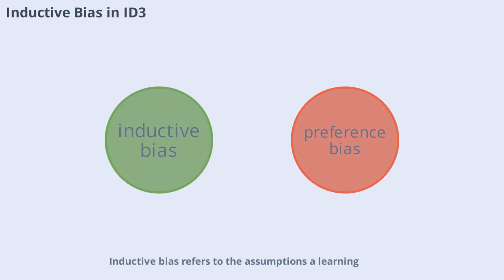Inductive bias refers to the assumptions a learning algorithm makes to generalize beyond the training data. ID3's bias is a preference for shorter trees and for placing attributes with high information gain near the root. This preference, known as preference bias, is generally more desirable than restriction bias, as it allows the algorithm to explore a complete hypothesis space without excluding the true target function.